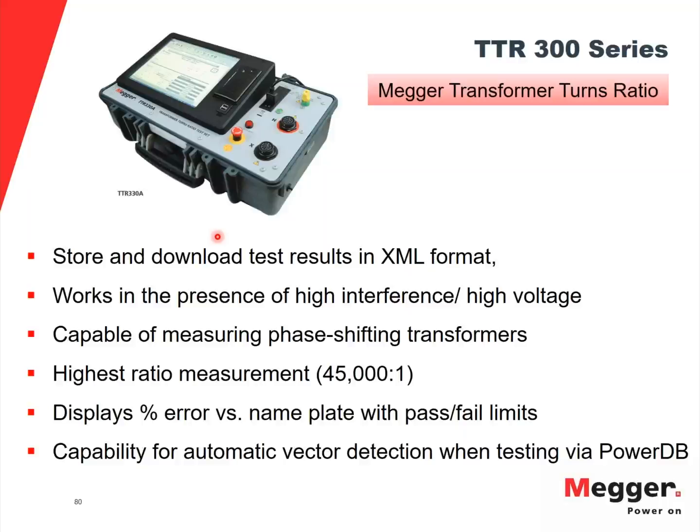In addition to that, you can do a lot of different things like automatic vector detection, testing non-NC configurations, testing phase shifting transformers. So the unit is capable of doing a lot of different tests. You can also perform the magnetic balance test. The other advantage is that the same lead set can be used with the winding resistance test set.